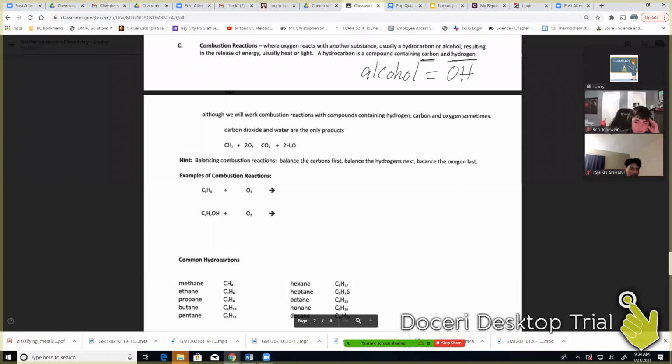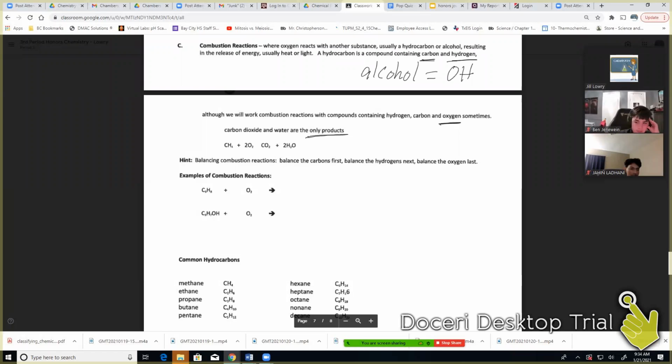Although some of ours will be alcohol, so that's when the oxygen gets thrown in. But whether it's an alcohol or it's just a straight hydrocarbon, the only products you have will be CO2 and H2O. So when you start doing your practice today, your products on every single one are CO2 plus H2O. You don't even have to look at your ion sheet to see if you're writing it correctly.